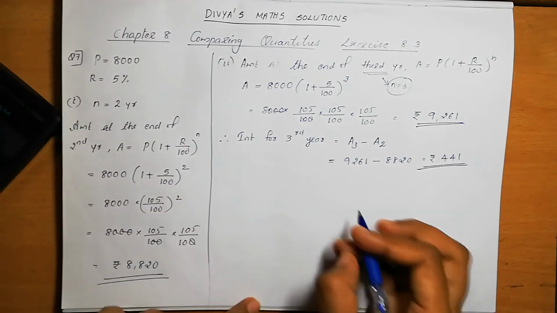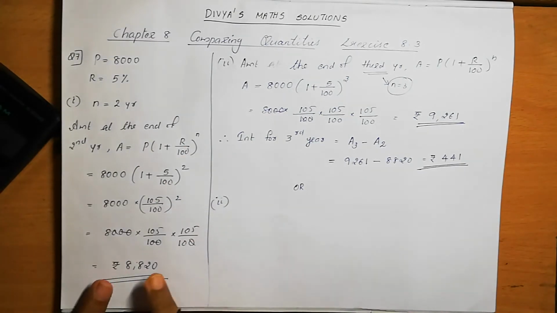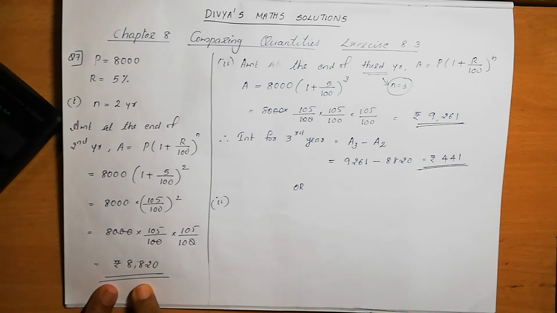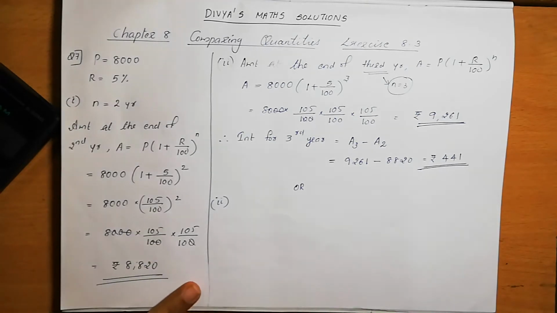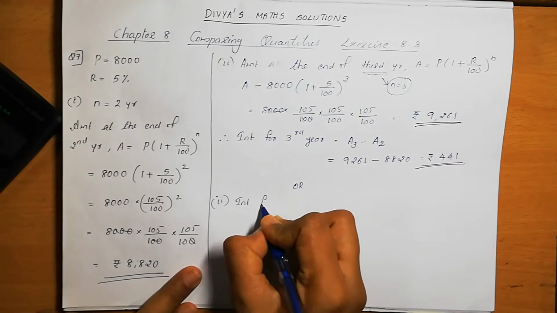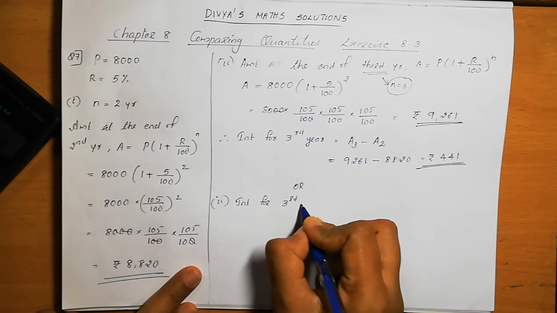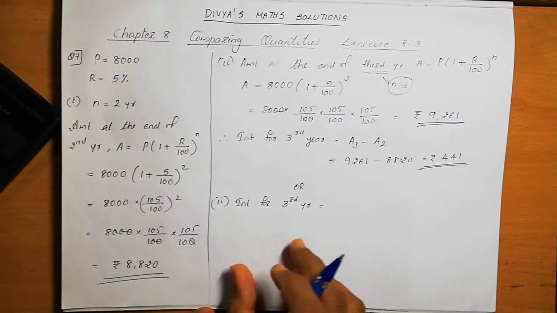Otherwise, the second method we can do like this also. This is the amount at the end of second year, right? So next year's interest we can find out. That is, let me write interest for third year is equal to interest for third year.